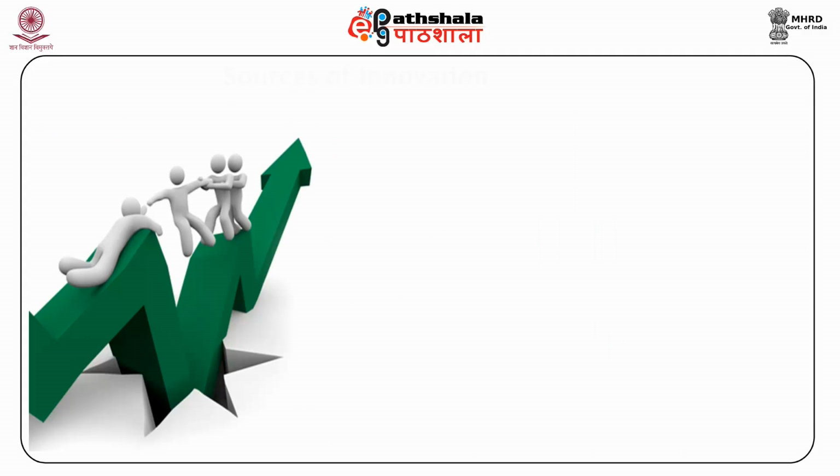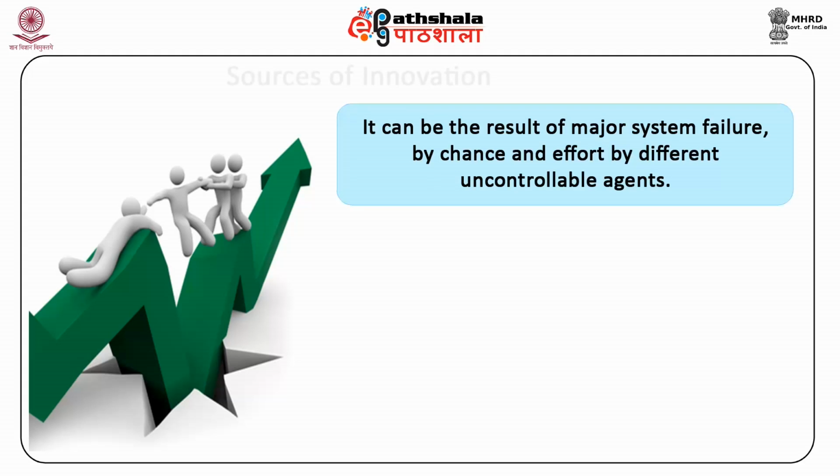There are many sources of innovation. It can be the result of a major system failure, by chance, and effort by different uncontrollable agents. It can be sourced from external market triggers or from within the company. According to Peter F. Drucker, the general sources of innovation are changes in market structure, industry structure, local and global demographics, human perception, mood and meaning, and the amount of already available scientific knowledge, etc.